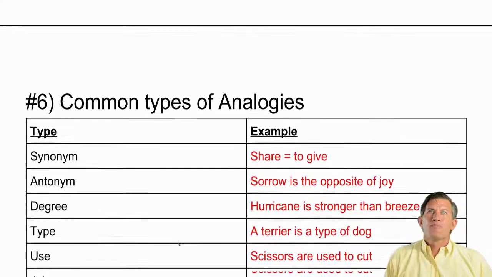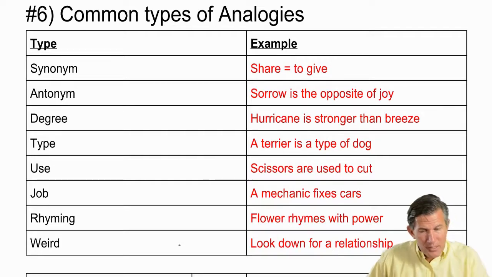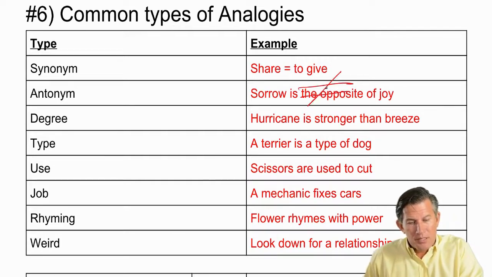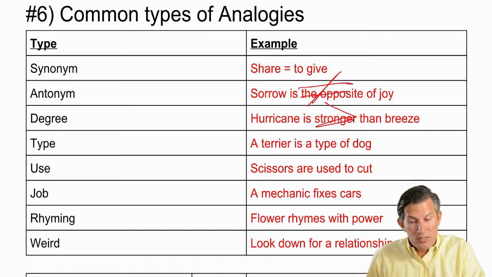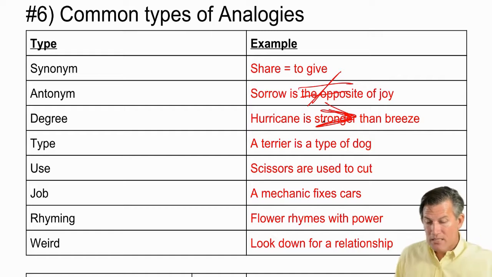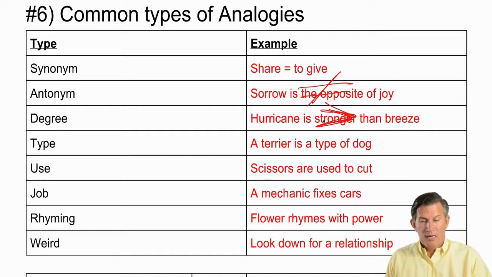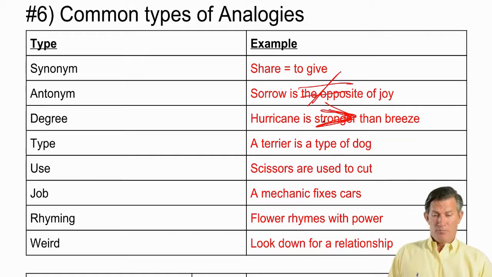Okay, remember, synonym means the same thing. Share and give mean the same thing. Sorrow and joy, they're like opposites. So you just say, again, a hurricane is stronger than a breeze. We know that. And a terrier is a type of dog, and a Clydesdale is a type of horse. I don't know why you would need to know that, but look that up right away.